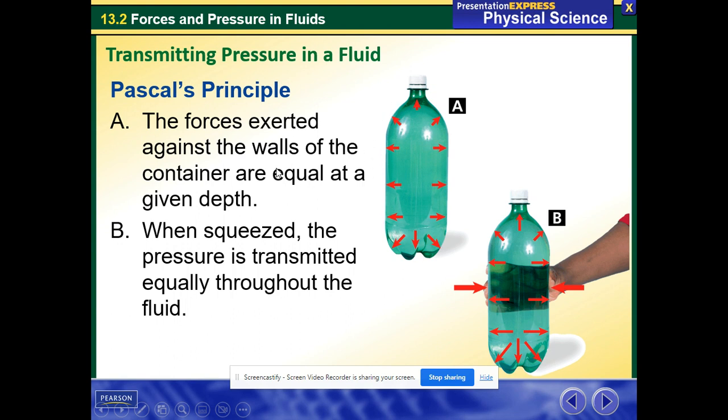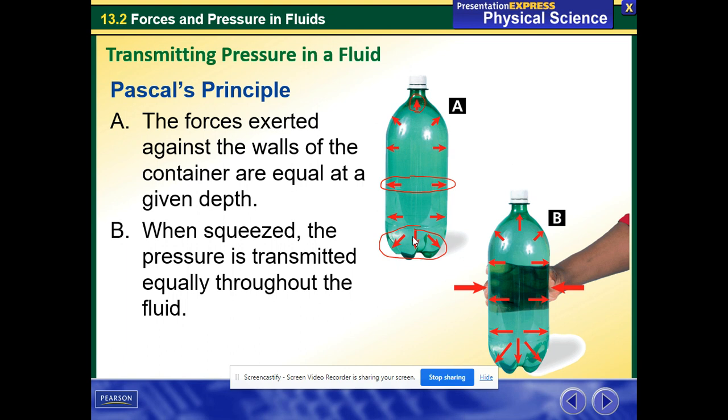And it also wants you to notice that they're equal at a given depth. So notice that right here in the middle, these two arrows are the exact same length because they're at the same depth, so same pressure. Also, I want you to notice that the arrows at the top tend to be shorter because there's less pressure up top. And then, of course, the arrows on the bottom are going to be bigger because there's more pressure at the bottom, because pressure increases with depth.